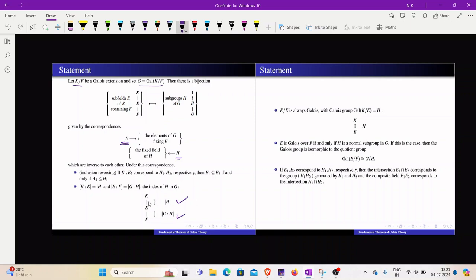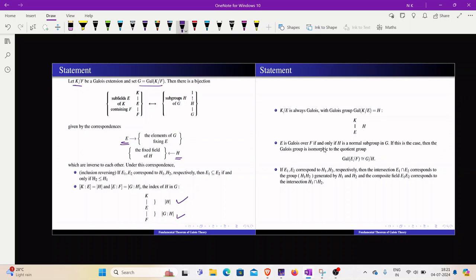Next, we know that K is a Galois extension of F, but at the same time K is a Galois extension of E also, with Galois group equal to H. That will be proved in the third part of this theorem. Then E is also Galois over F. So a sub-extension of a Galois extension is Galois. That is what we are trying to say here.